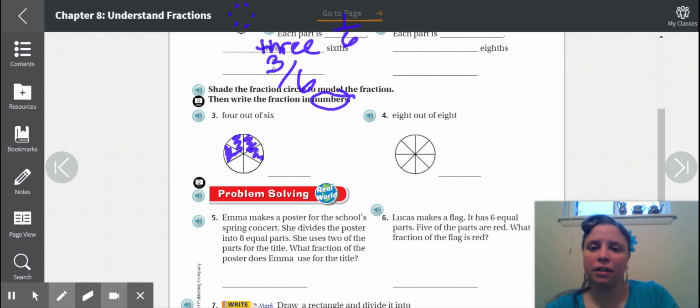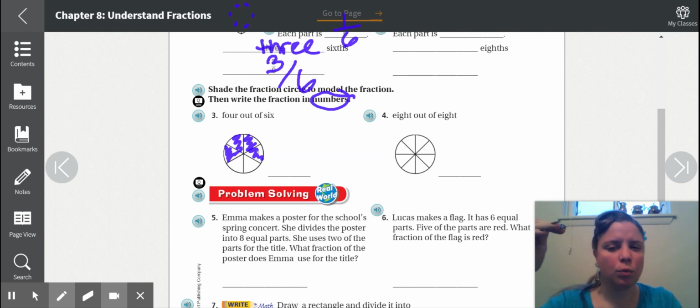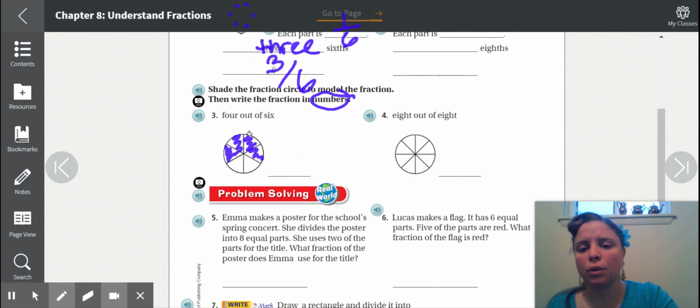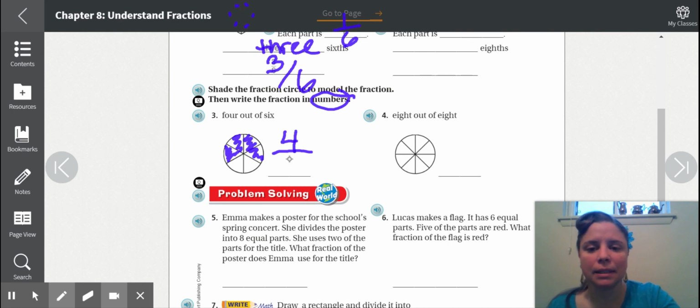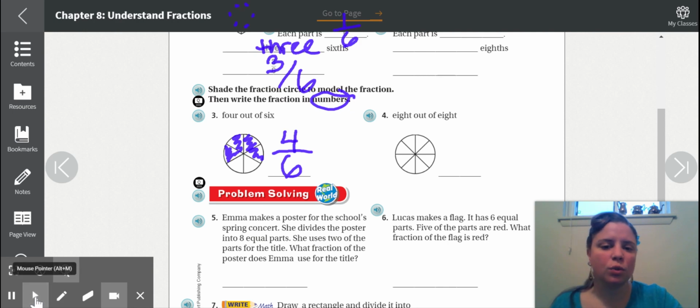Now our numerator is how many pieces we are counting. We're counting the shaded ones. So there's 1, 2, 3, 4. And our denominator is how many pieces are in the whole or in the group. And our whole is 1, 2, 3, 4, 5, 6 pieces. Okay. And you guys can do the other one on your own, I'm sure of it.